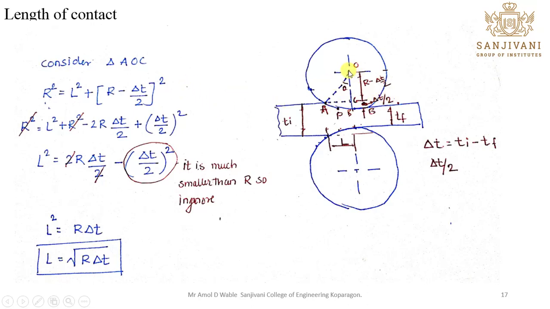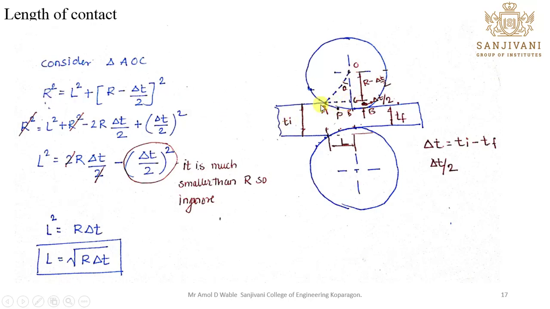So in triangle OAC, or AOC, by the hypotenuse theorem, you can write AO square is equal to AC square plus OC square, or you can directly put the values. OA you can consider as the radius, and that is defined as R.